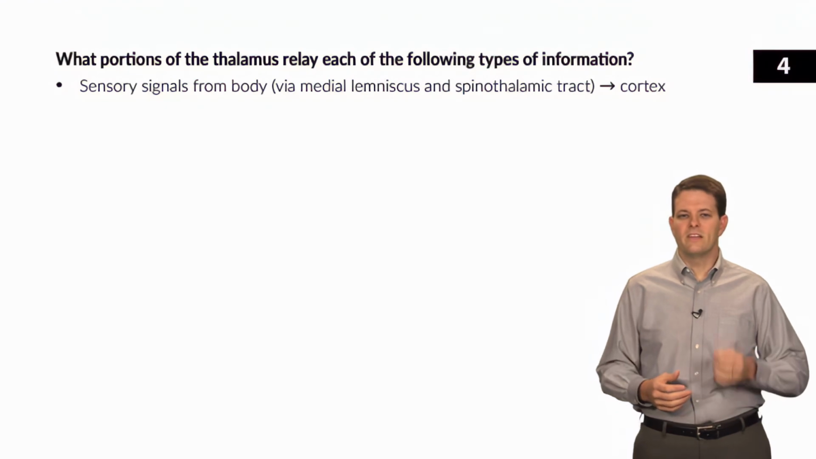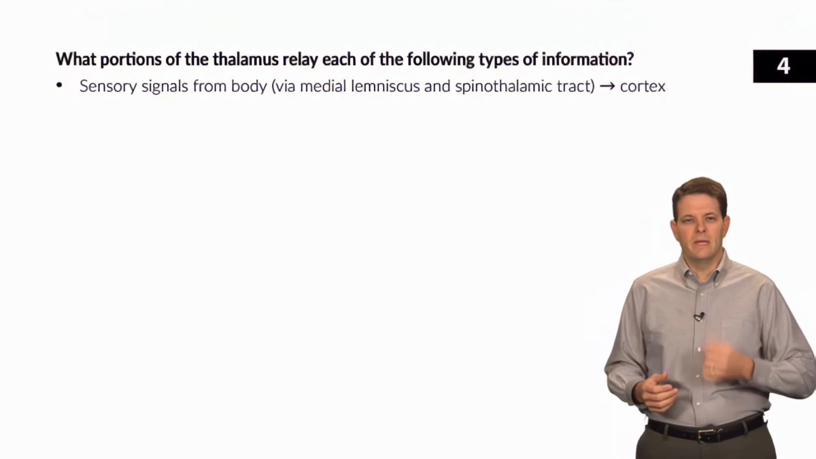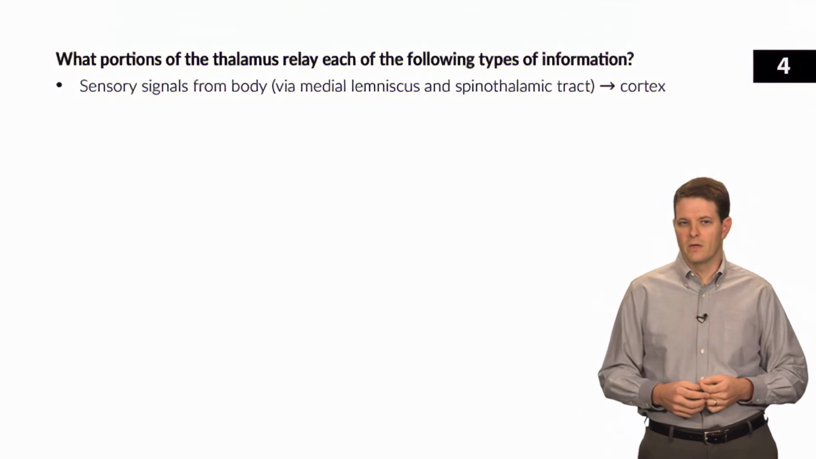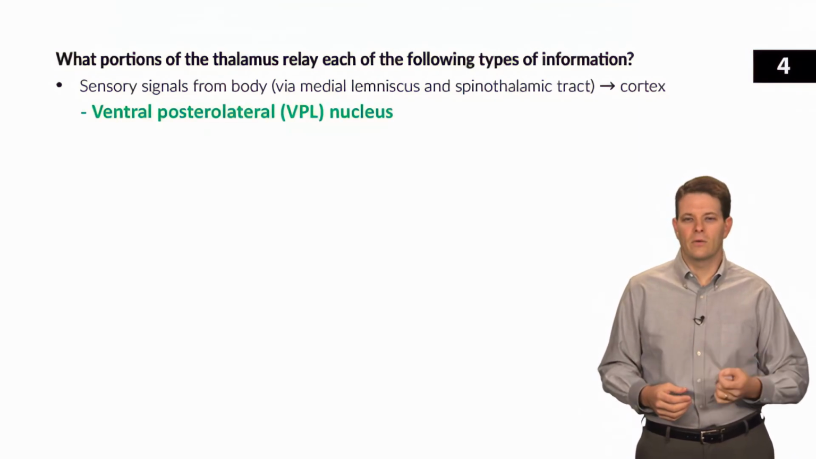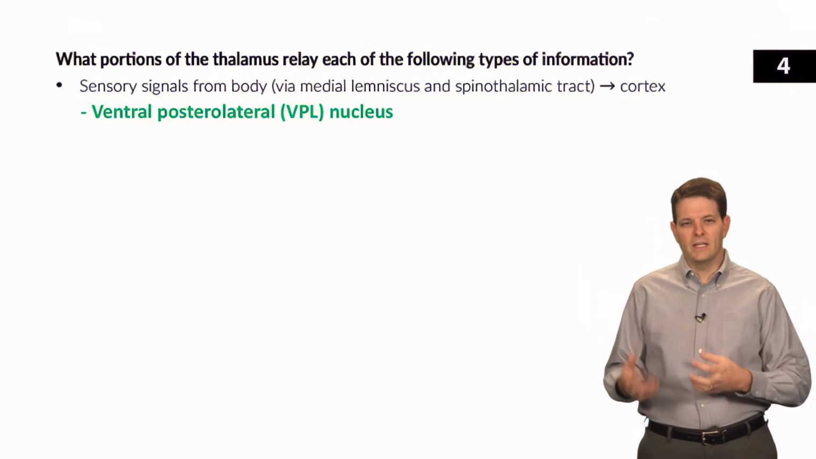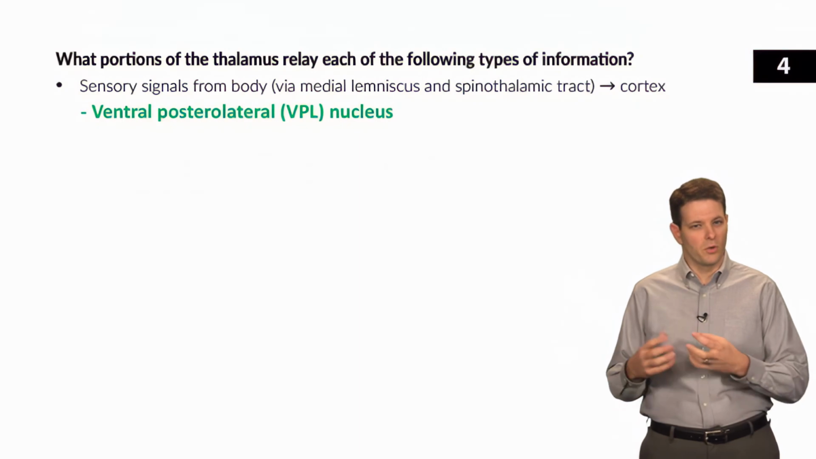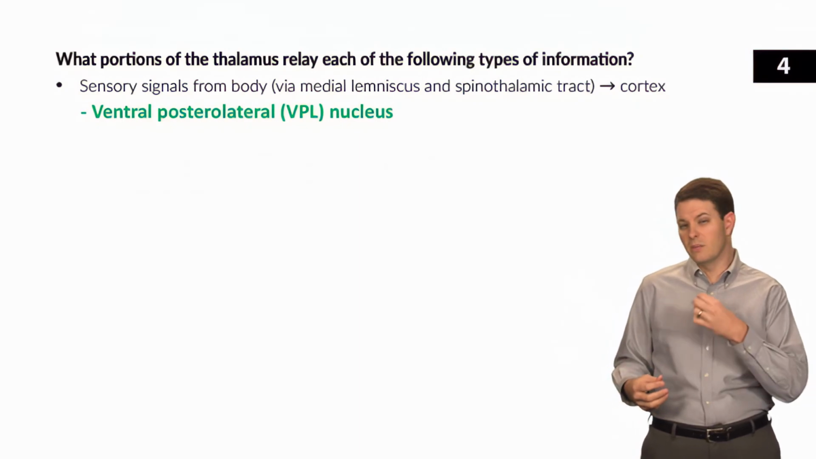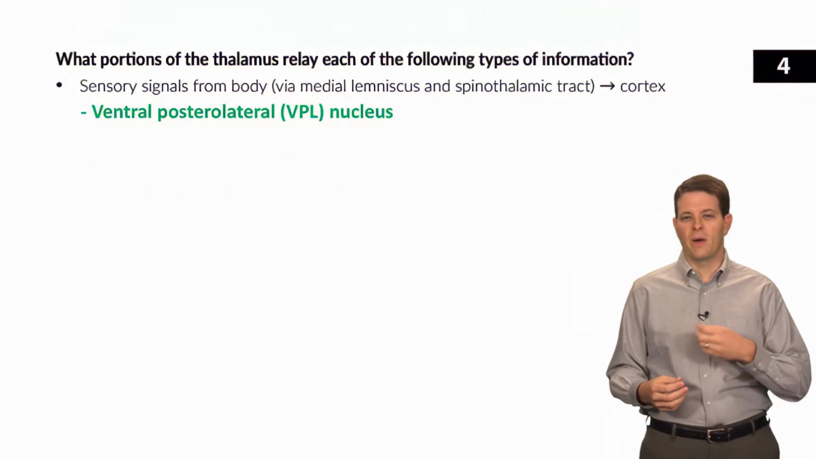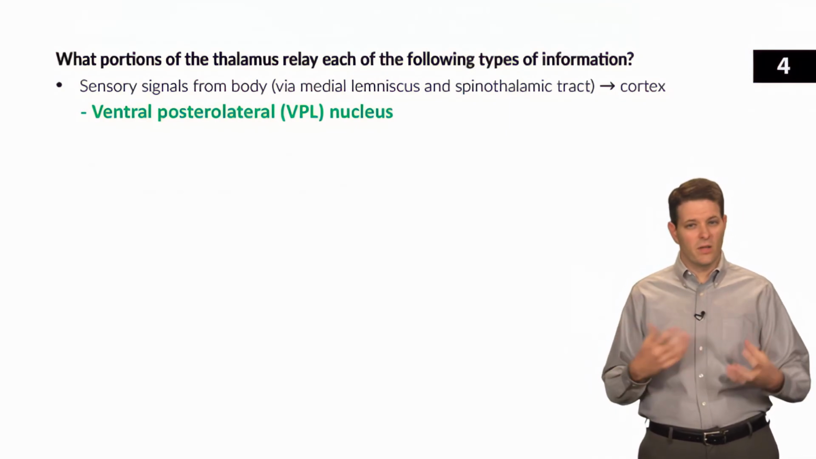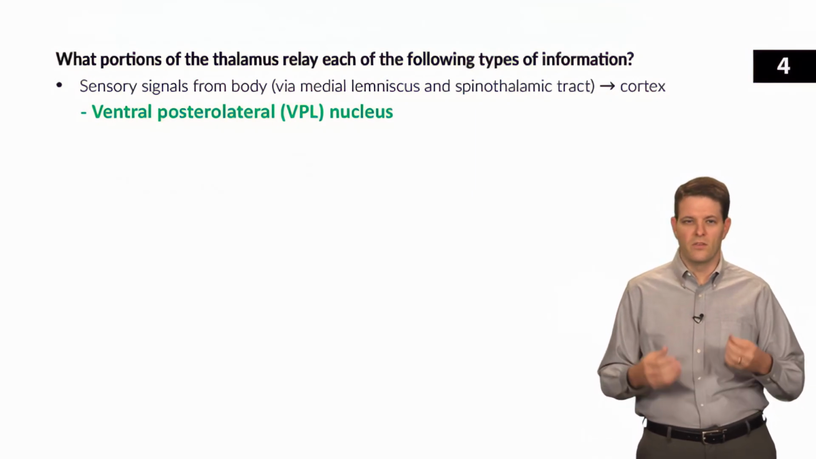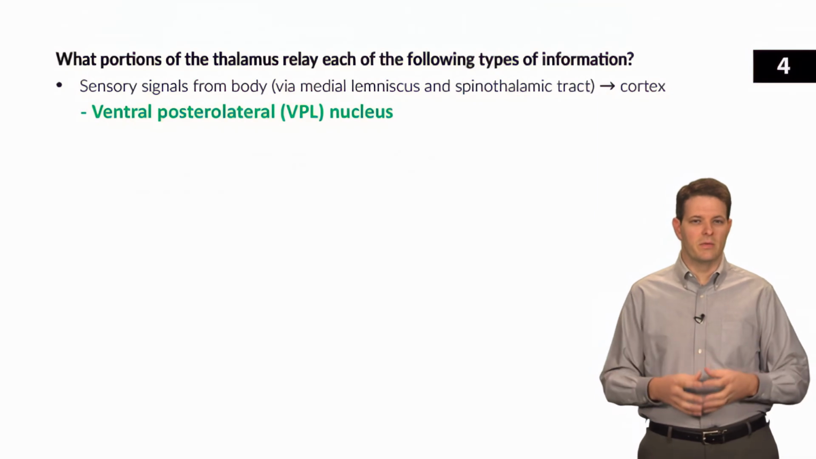The first bullet is sensory signals from the body via the medial lemniscus and the spinothalamic tract to the somatosensory cortex. This is the ventral posterolateral nucleus, or the VPL. The VPL receives proprioception and light touch signals from the dorsal columns, because remember the dorsal columns in the spinal cord become the medial lemniscus in the brainstem. And it also receives pain and temperature signals from the spinothalamic tract, and it summates all that information before relaying those sensory signals to the sensory cortex. So those sensory tracts both come together in the VPL.